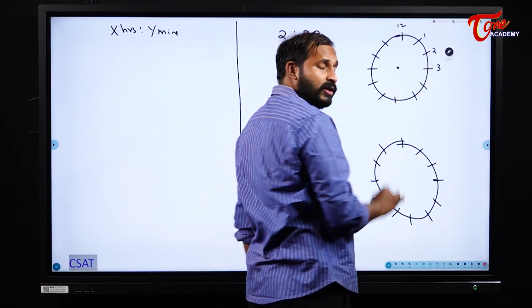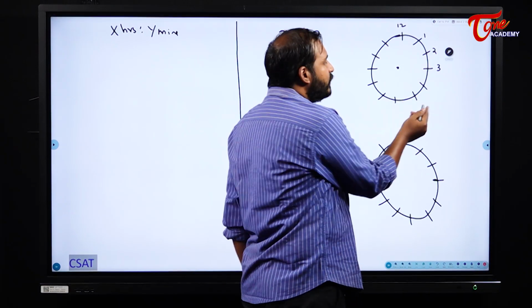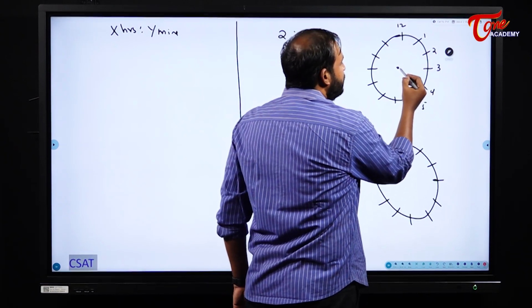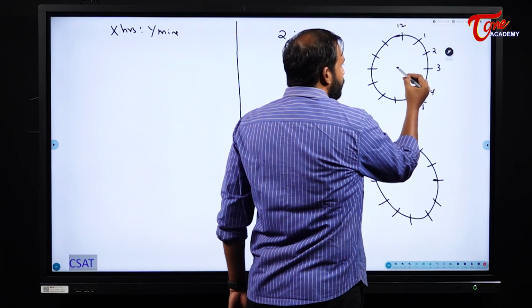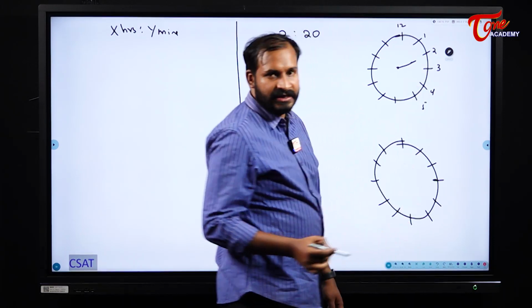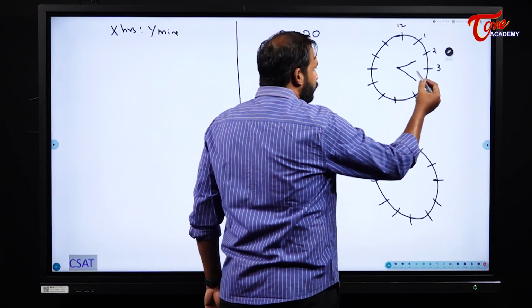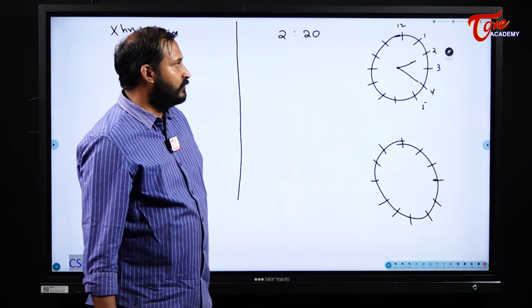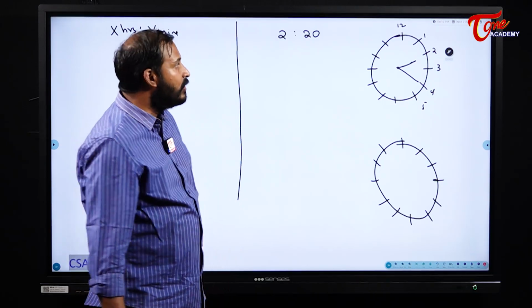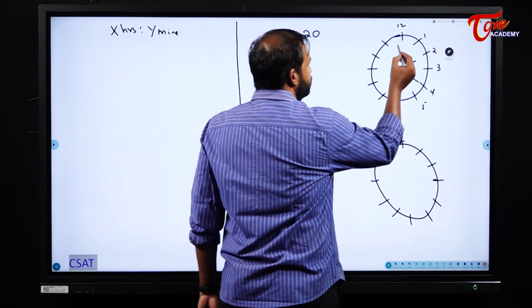Will it stay only on 2? No. It will slowly start moving towards 3. So my hour hand will be between 2 and 3, somewhere here. When it comes to my minute hand, it will be exactly at 4. Why? Because the time is 2:20.